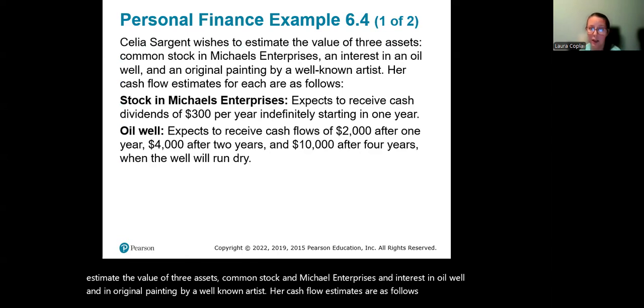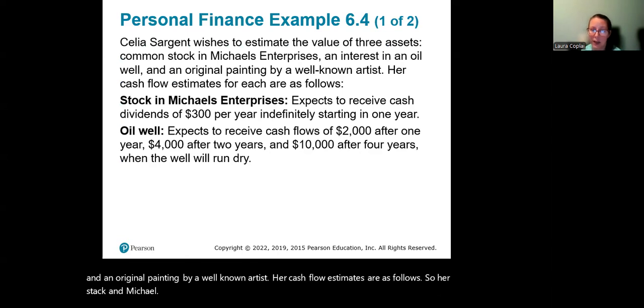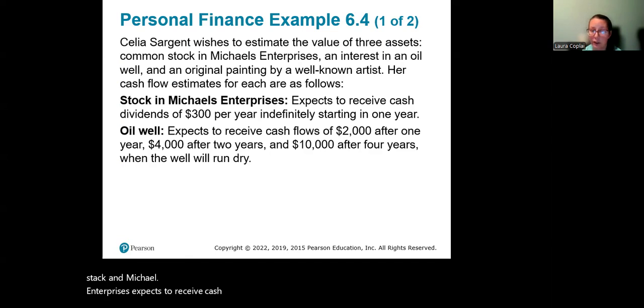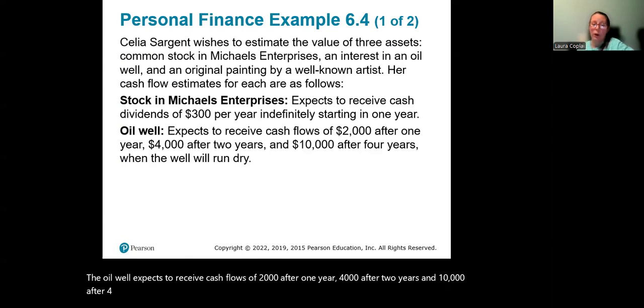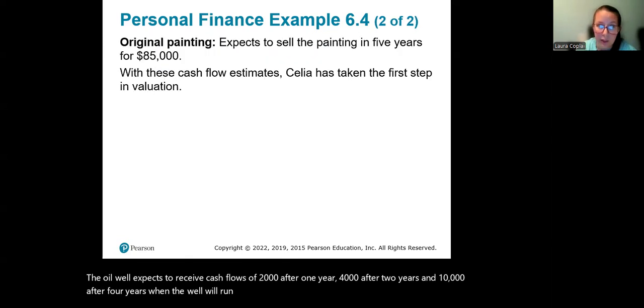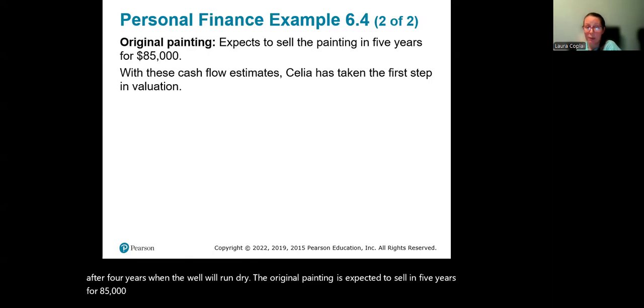Her stock in Michael Enterprises is expected to pay cash dividends of $300 per year indefinitely, starting in year 1. The oil well is expected to provide cash flows of $2,000 after 1 year, $4,000 after 2 years, and $10,000 after 4 years, when the well will run dry. The original painting is expected to sell in 5 years for $85,000. So we have taken the first step in our valuation.